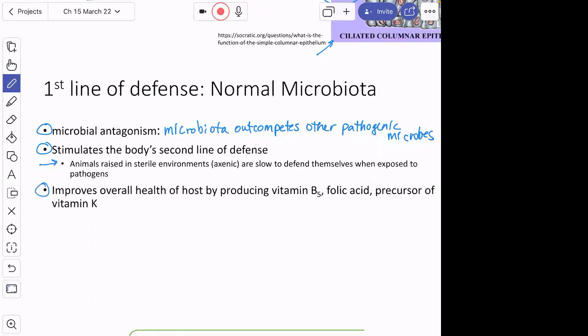And we know that our microbiota improves our overall health. They produce some vitamin B5 for us, which is necessary for glucose metabolism. Of course, folic acid is necessary for us to make nucleic acid. We usually get an adequate amount from our diet, but we get a little bit extra from our microbes in our gut as well. The microbes in our gut make a precursor of vitamin K, which is necessary for us to clot blood. So there are a lot of ways that our microbiota contribute to our health.